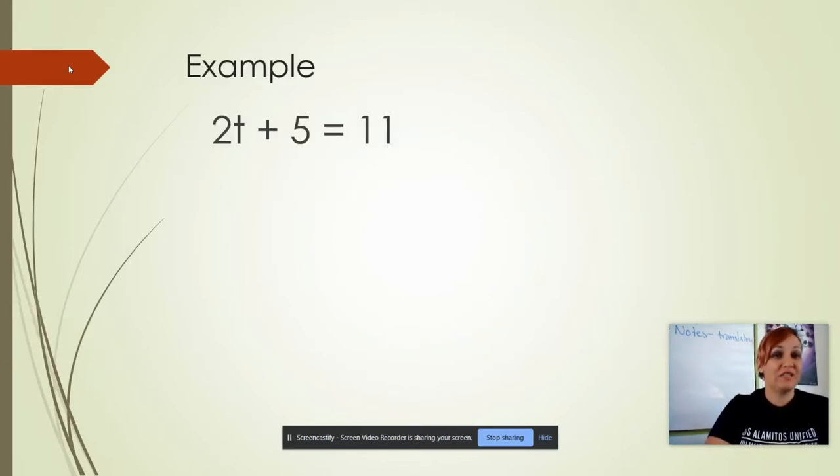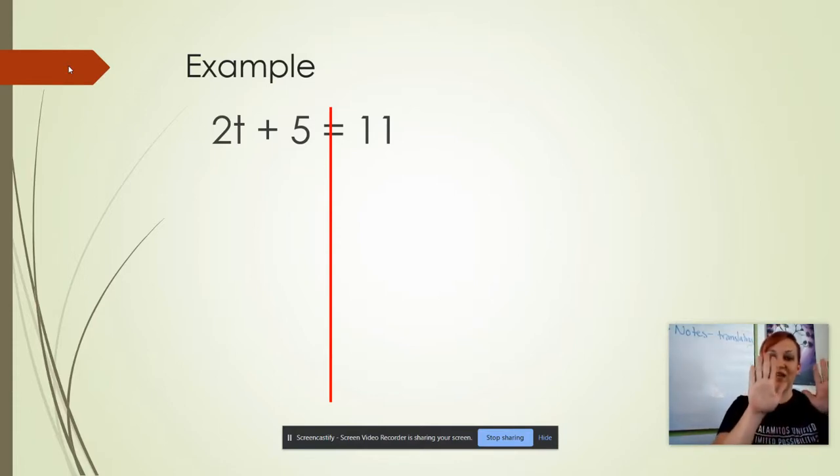For our first example, we'll be starting with a two-step equation. On these problems, I find it helpful to split the problem into two different sides, the left side and the right side. And the split happens right where that equal sign is. So I'm going to go ahead and draw a nice red line through the equal sign so that I can very clearly see this is the right side and this is the left side, so I won't get confused.